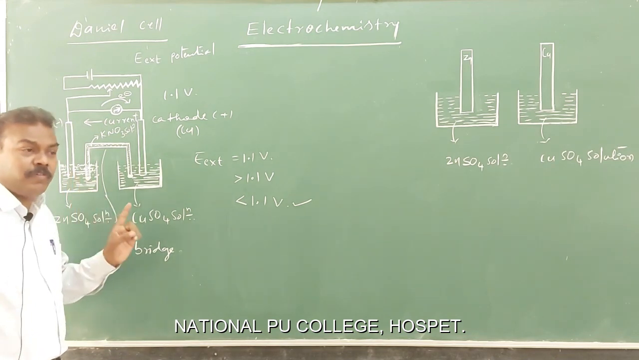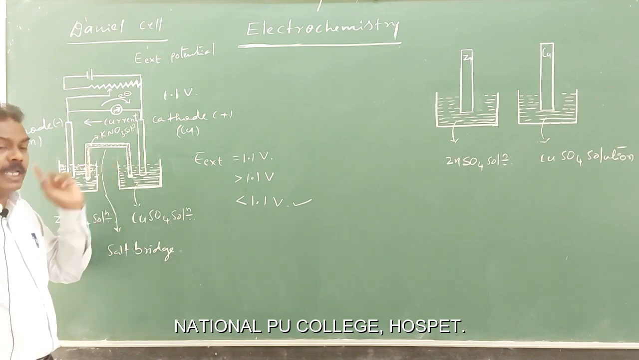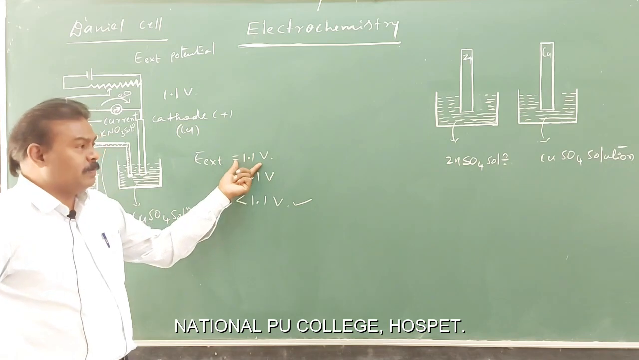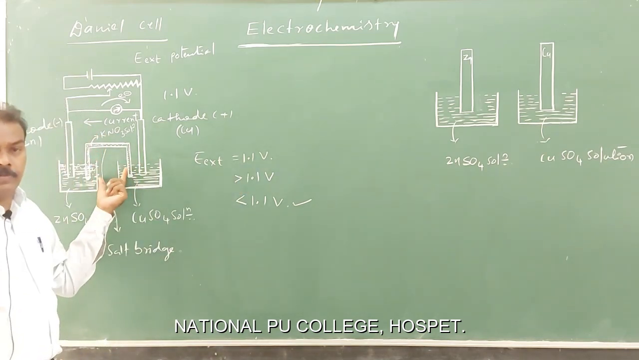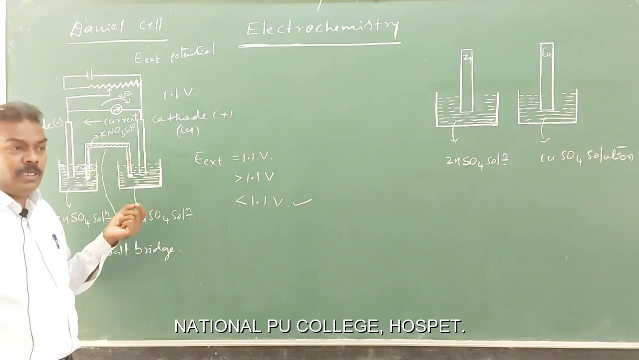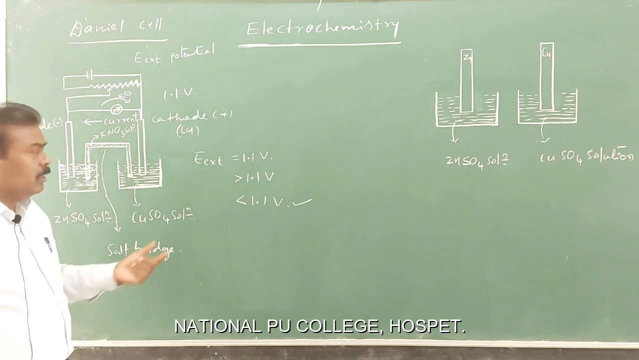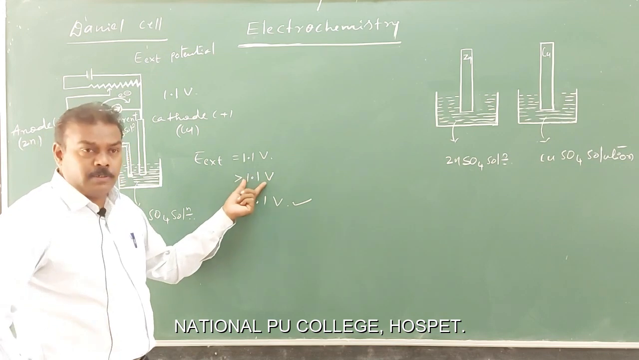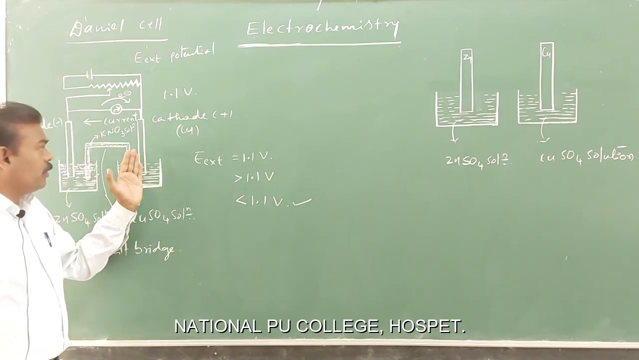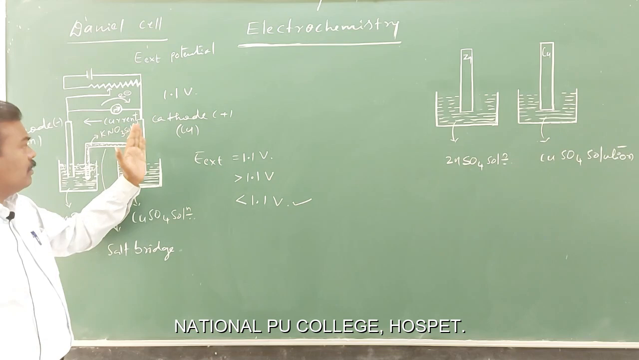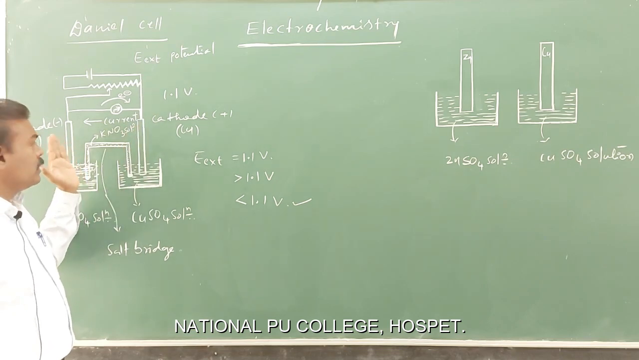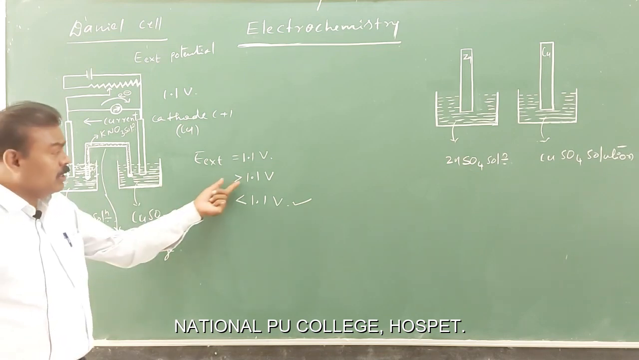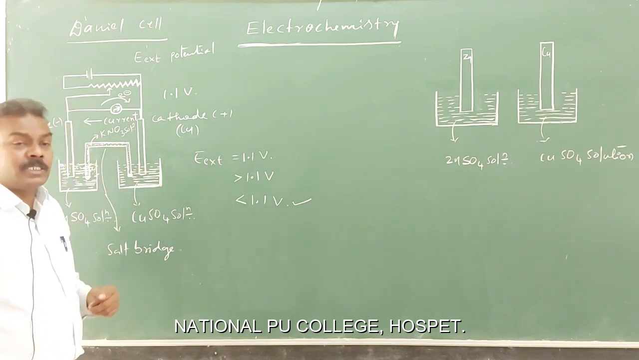Suppose if external potential is applied to the Daniell cell, what happens? If you apply 1.1 volt external potential, the cell is not functioning because electrons are not moving, current is also not flowing. Similarly, if the applied electric potential is more than 1.1 volt, the electrons move in the opposite direction. That is, now electrons move from cathode to anode and current moves from anode to cathode. Now the cell will become an electrolytic cell.